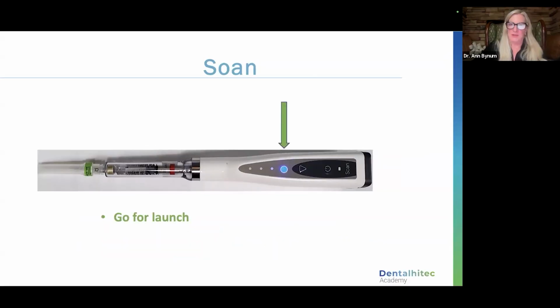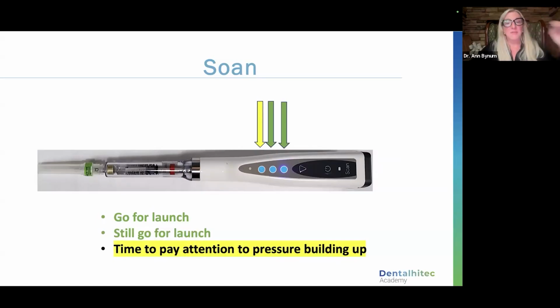And then you saw the lights were blinking in some of those videos. When one light is blinking, that's good. That's go for launch. You don't have a lot of back pressure yet. Two lights blinking, you're still go for launch. You start to see three lights blinking and it is time to pay attention. You've got too much pressure building up. That means that the bone cannot accept the amount of anesthetic you're delivering, or you're pressed against something.